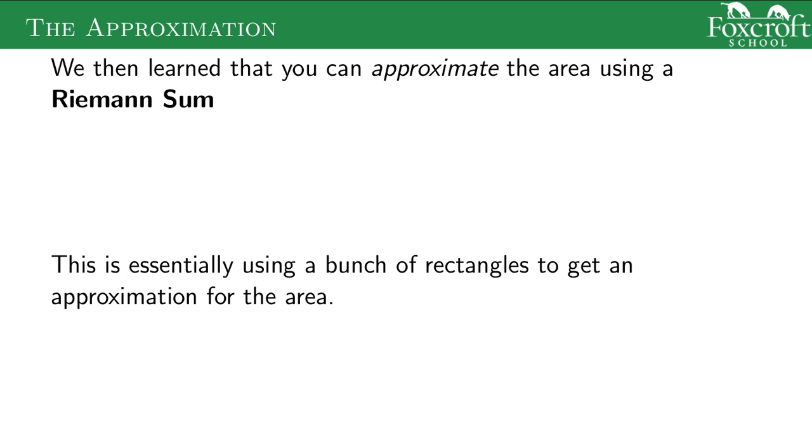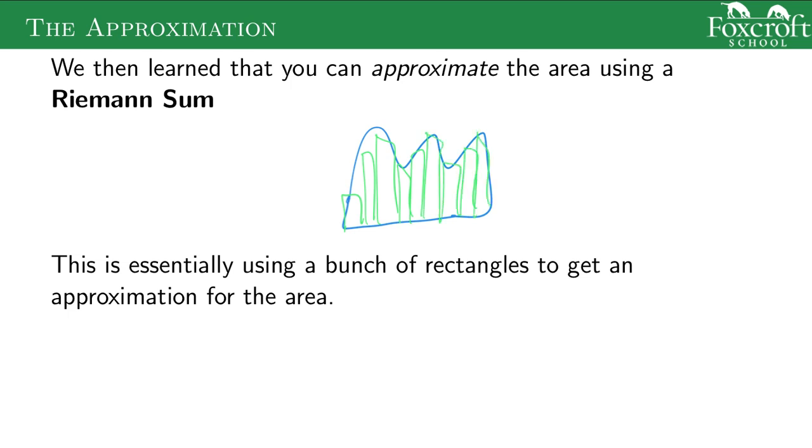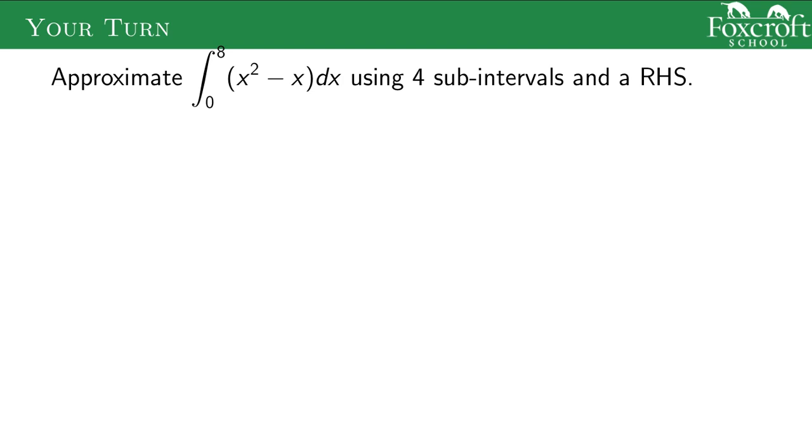After we learned that we want to find area, we learned we couldn't do it right away if we had some weird shape. How you find the area of that shape, I don't know, but we can approximate it using a Riemann sum. The basic idea is you use a bunch of rectangles, and those rectangles get you pretty close to the actual area, and the area of a rectangle is very simple. So here's one for you to try on your own.